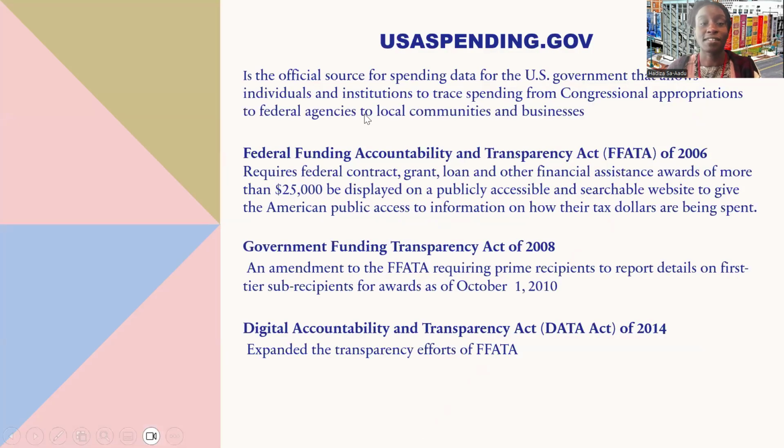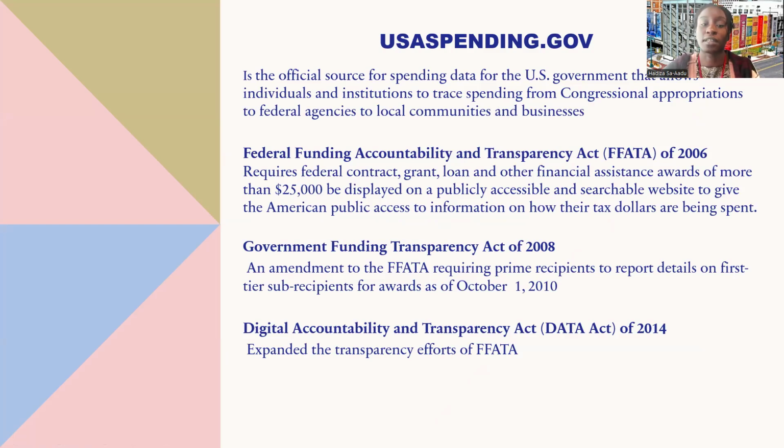All right, so a little bit of background. USAspending.gov is the official source for spending data for the US government, and it allows individuals and institutions to trace spending from congressional appropriations to federal agencies to local communities to businesses.